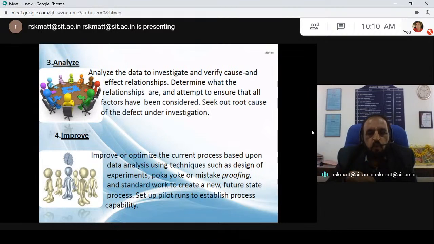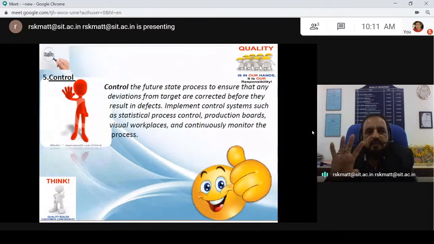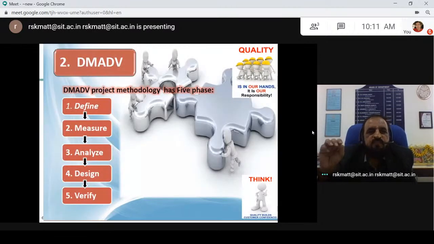Then improve and optimize the current processes based on the data analysis techniques. I will provide some of the tools and techniques in the next slides. Improve the process and see that it is controlled. The future state, the improved method, has to be practiced. It cannot be neglected, because a swing back may take place to follow the old system. No, it has to be controlled for the future state of the process, for the improvement process.